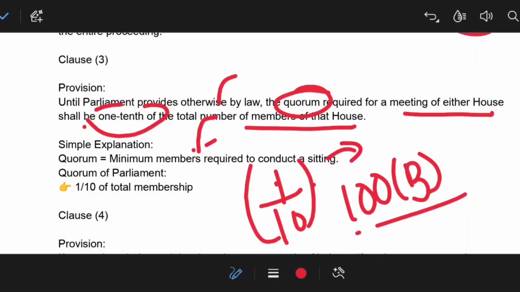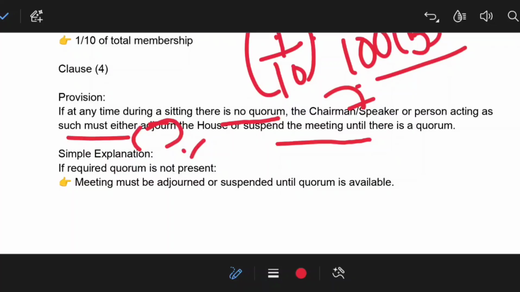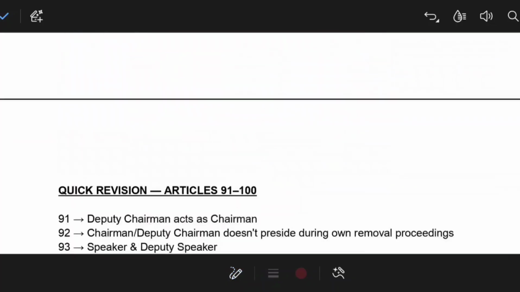Clear? Clause 4. If at any time during a sitting there is no quorum, the chairman or the speaker or person acting as such must either adjourn the house or suspend the meeting until there is a quorum. That I have already discussed. So if the required quorum is not present, the power completely lies with the presiding officer, whoever is presiding, and they can adjourn the house or even suspend the house until quorum is met. So the meeting must be adjourned or suspended until quorum is available.